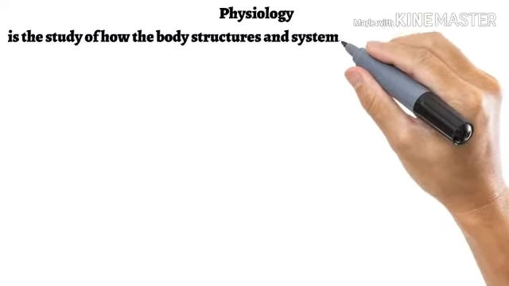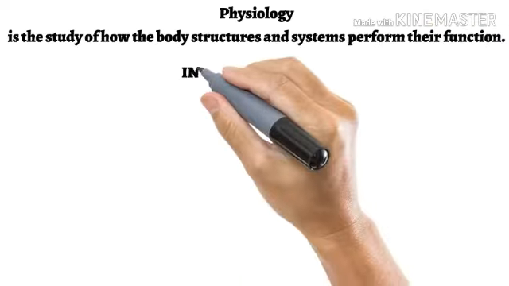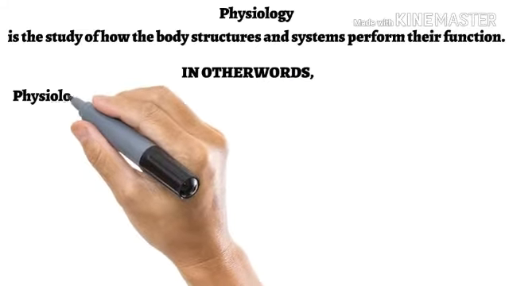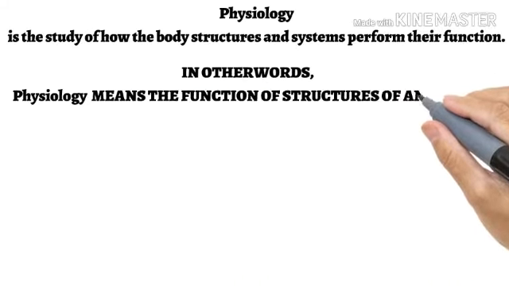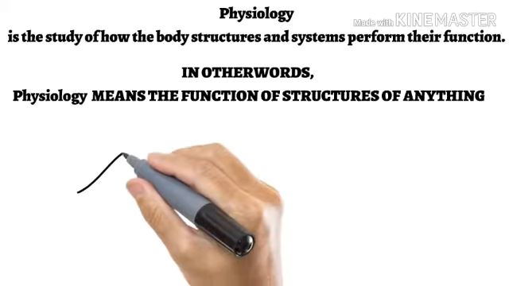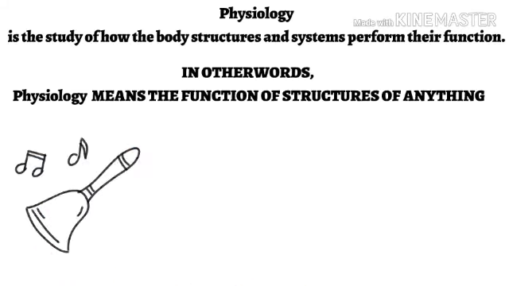When we say physiology, physiology is the study of how the body structures and systems perform their function. In other words, physiology means function. When we say anatomy means naming, physiology is the function of that structure that you've named. So let's go back to that bell.